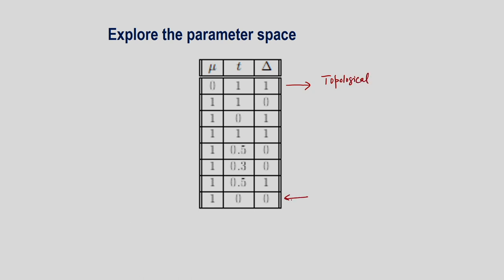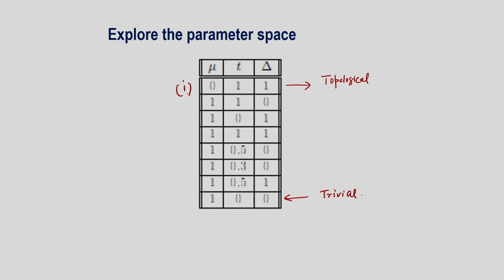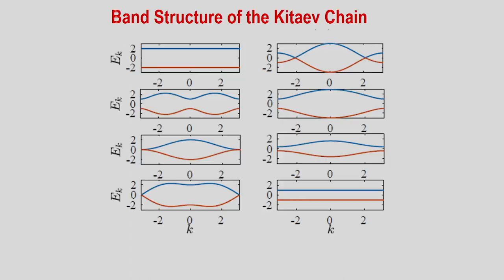And this of course corresponds to the trivial phase that's again familiar to us, for which the windings are shown in the dy dz plane. These are some values in between them, and you'll see that there are these gap closing transitions occurring. Let's call this case 1, and this case 8, because there are 8 cases. Whenever the condition mu greater than minus 2t is satisfied, one has a topological phase, else we have a trivial phase.